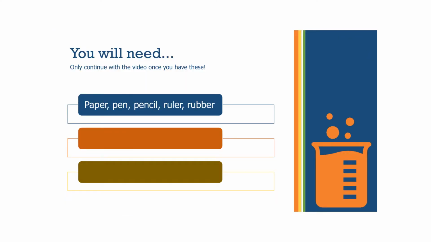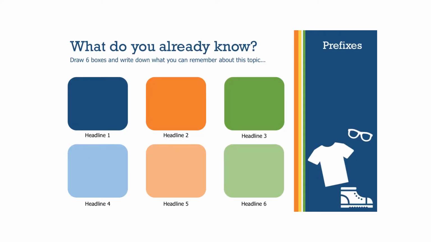As ever, you'll need a bit of paper, pen, pencil, ruler and rubber. You'll definitely need a calculator for this video. And finally, we need to make sure your brain is switched on. So let's get started. So what do you already know about prefixes?